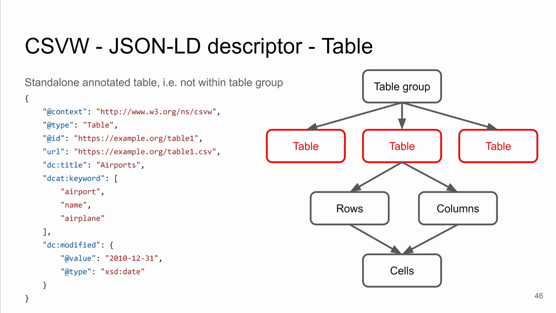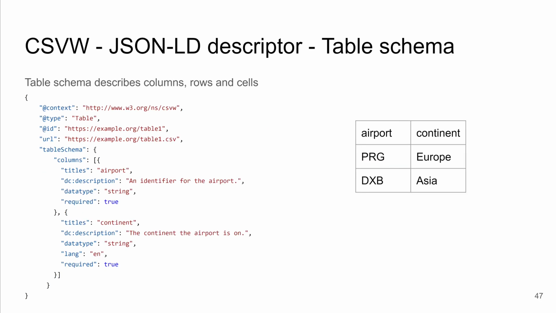Then there is a title of the table, which uses Dublin Core, which we already know. There is a list of keywords. There is the modified date, and so on. Since we are using JSON-LD and therefore RDF, there may be other properties added as necessary or required. Now let's move on to the more interesting part, and that's the table schema. So the table description contains a table schema, which contains the columns key, which again contains definitions of the individual columns present in the table.